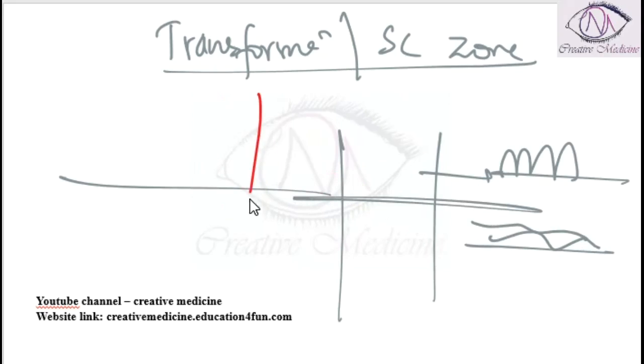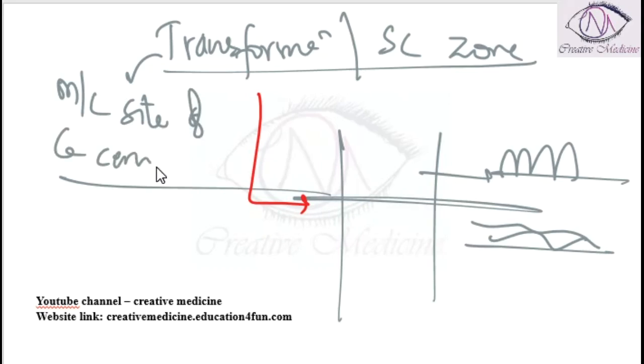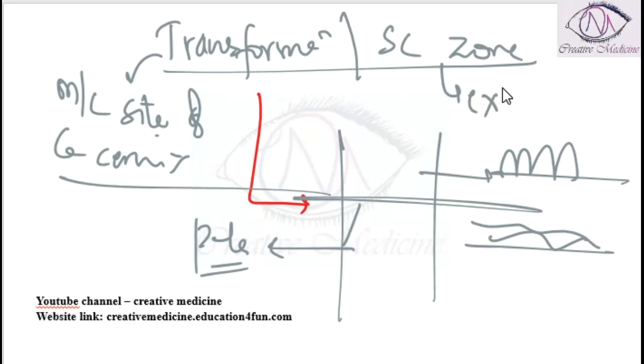Transformation zone or squamocolumnar zone is the most common site of carcinoma cervix. It appears pale on per speculum examination. It lies at the level of the external os. This external os is not fixed.